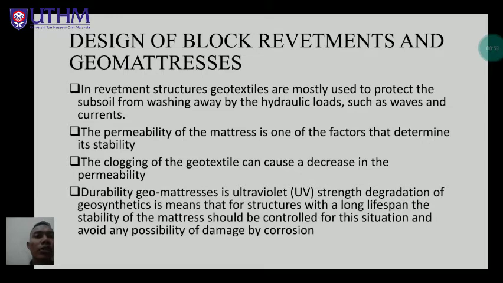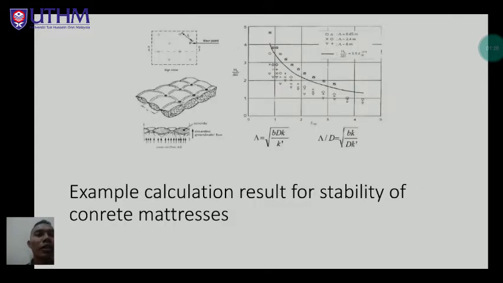The durability of geomattresses is affected by ultraviolet UV. Strength degradation of geosynthetics means that for structures with a long lifespan, the stability of the material should be controlled for this situation and any possible damage by corrosion avoided. This is an example of calculation and design of the mattress, a concrete mattress. From the result, we got the stability of the concrete.